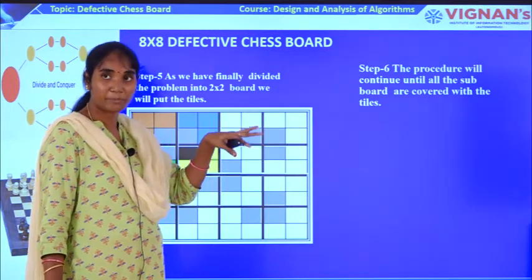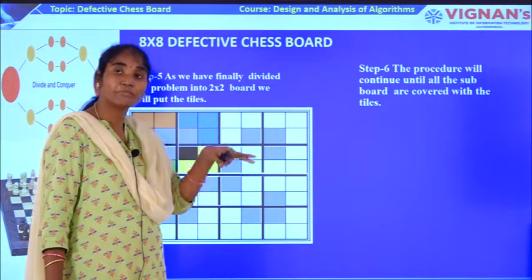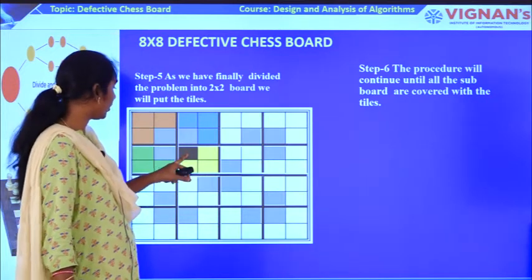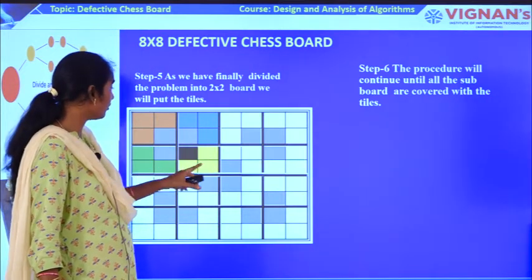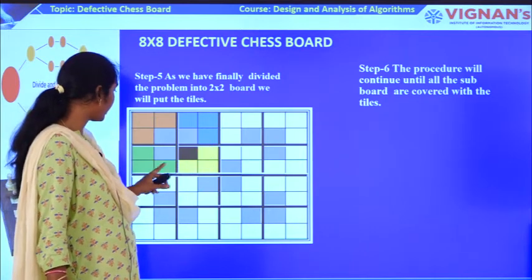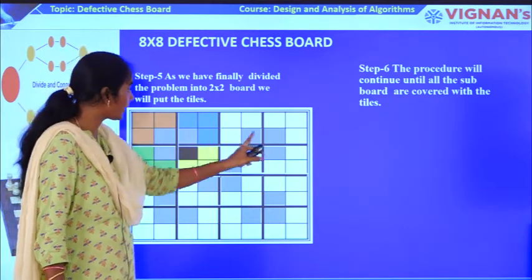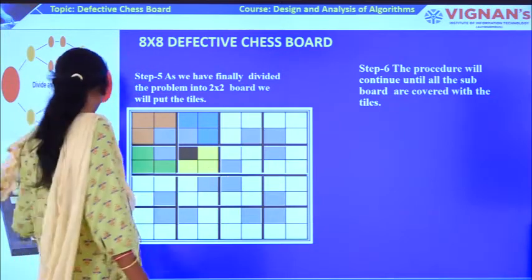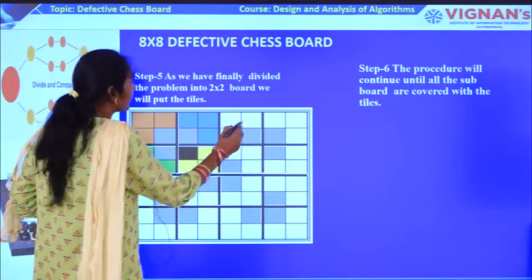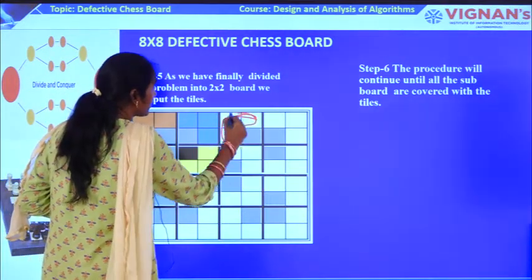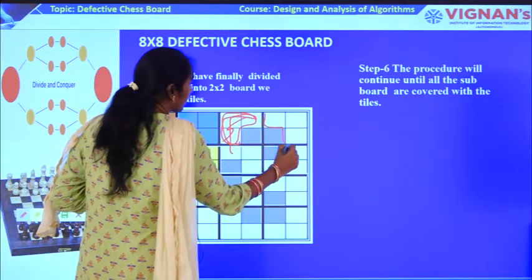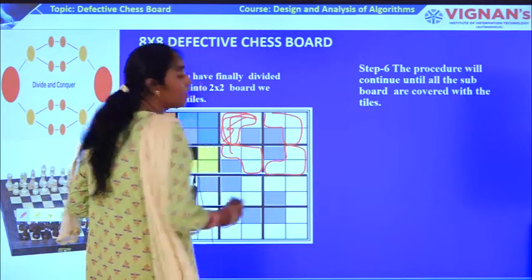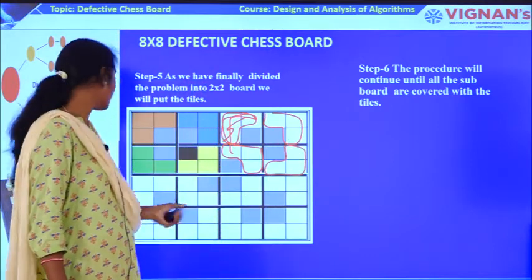As we have divided the problem into 2 by 2 boards, after covering the triminoes in the 4 by 4 sub-problem, that 4 by 4 again has to be divided into 2 by 2. Now let us consider here is our defective square. This will be colored in yellow. Likewise, this will be covered with one color, and this with another color, and this with another color. So I need to color all the triminoes with different colors.